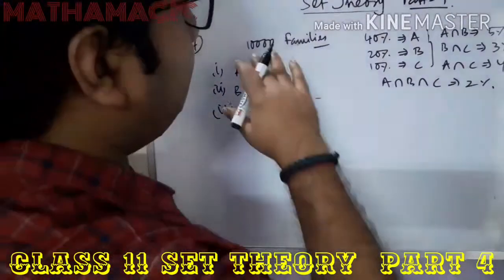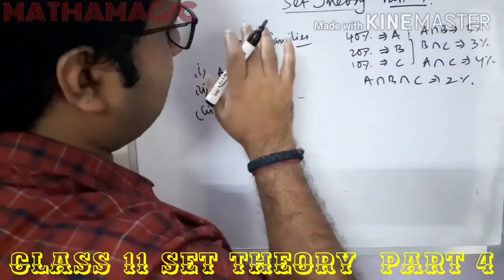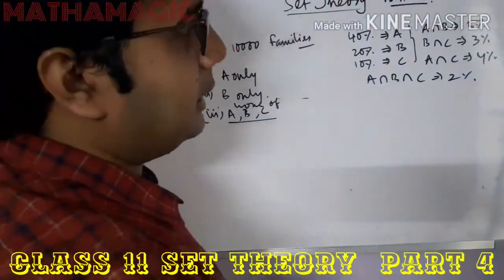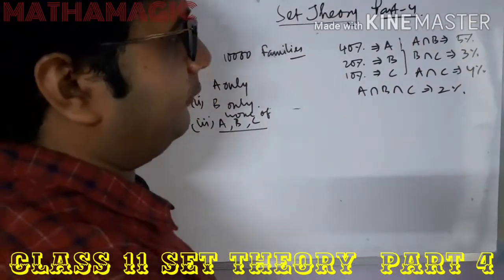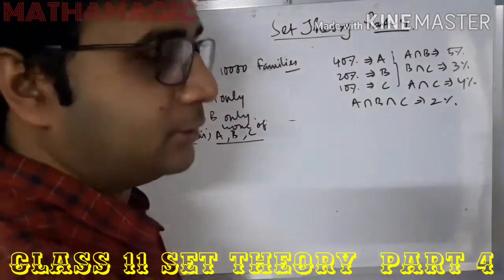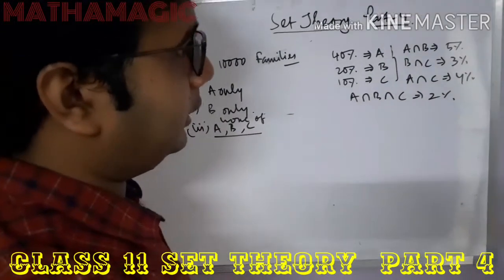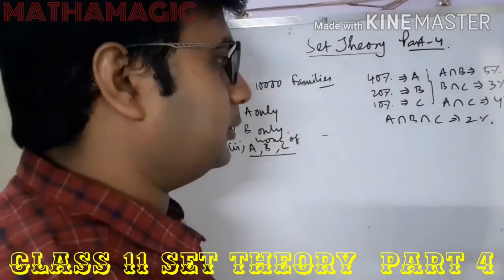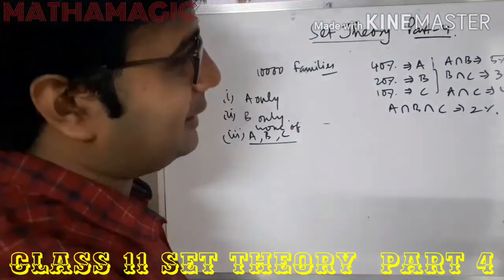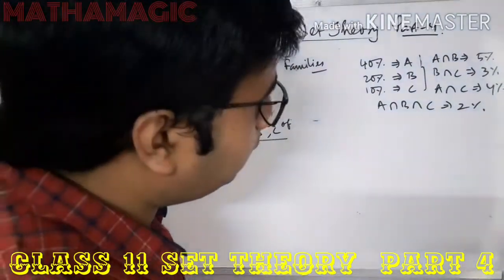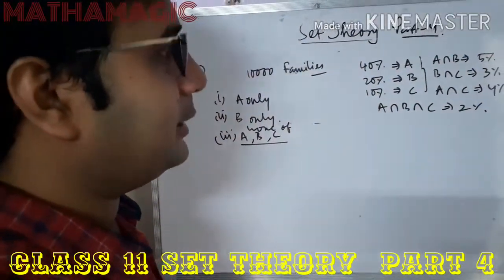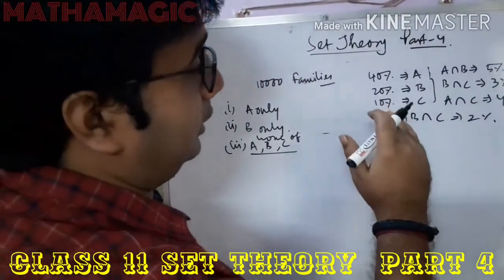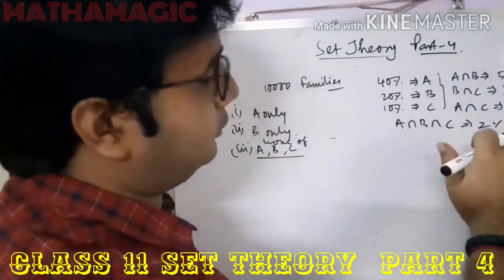So I'll repeat the question once again. It is given that in a town there are 10,000 families. Within those 10,000 families, 40% read newspaper A, 20% read newspaper B, and 10% read newspaper C. And there are 5% people who read A and B both, 3% people who read B and C, and 4% people who read A and C. It is also given that 2% people read all the 3 newspapers.